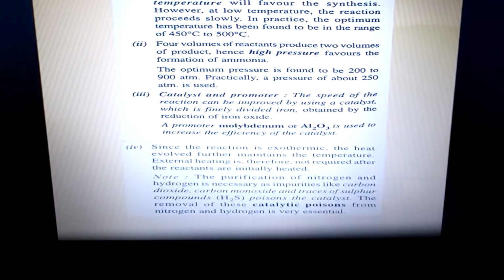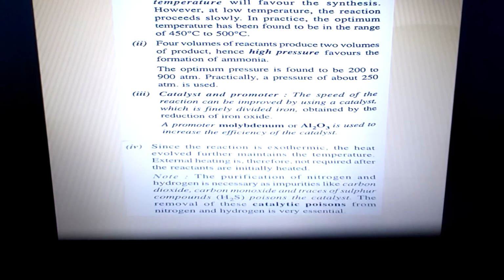Now how much pressure is required? Above 200. Why do we require such high pressure? The answer would be, since 4 volumes of reactants produce 2 volumes of product, in the forward reaction there is a decrease in volume. Whenever there is a decrease in volume, high pressure is required, because pressure and volume are inversely proportional to each other. We can maintain pressure from 200 to 900 atmospheres, but practically 250 atmosphere has been found where the efficiency of the Haber's process is maximum.